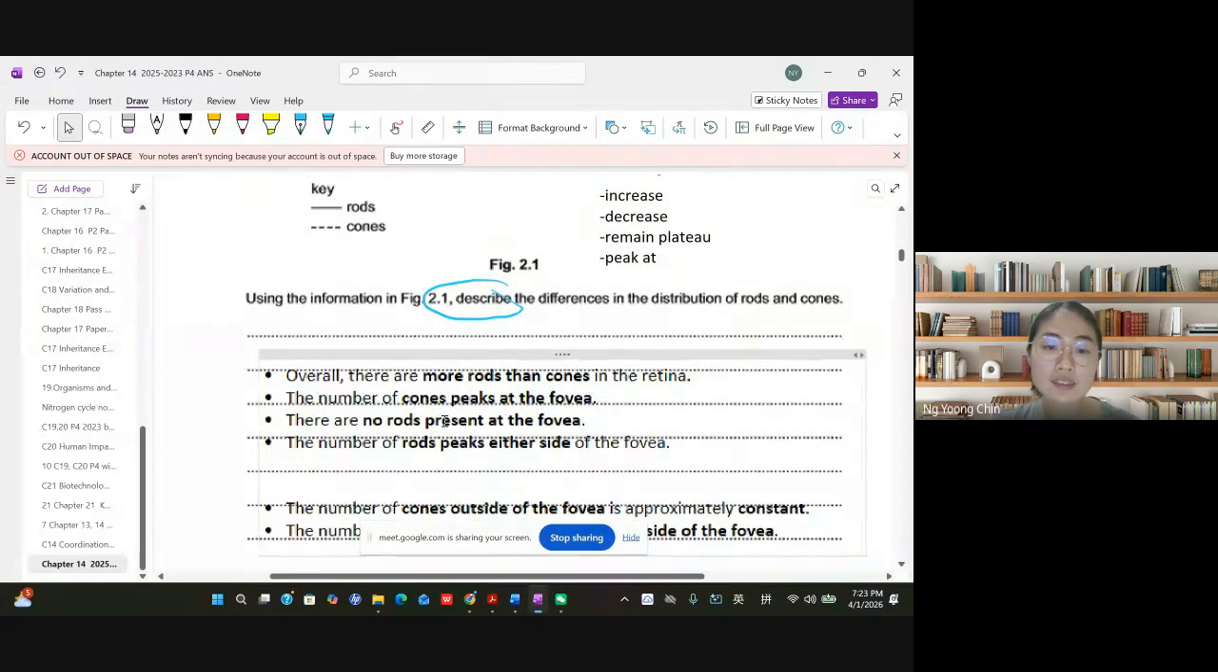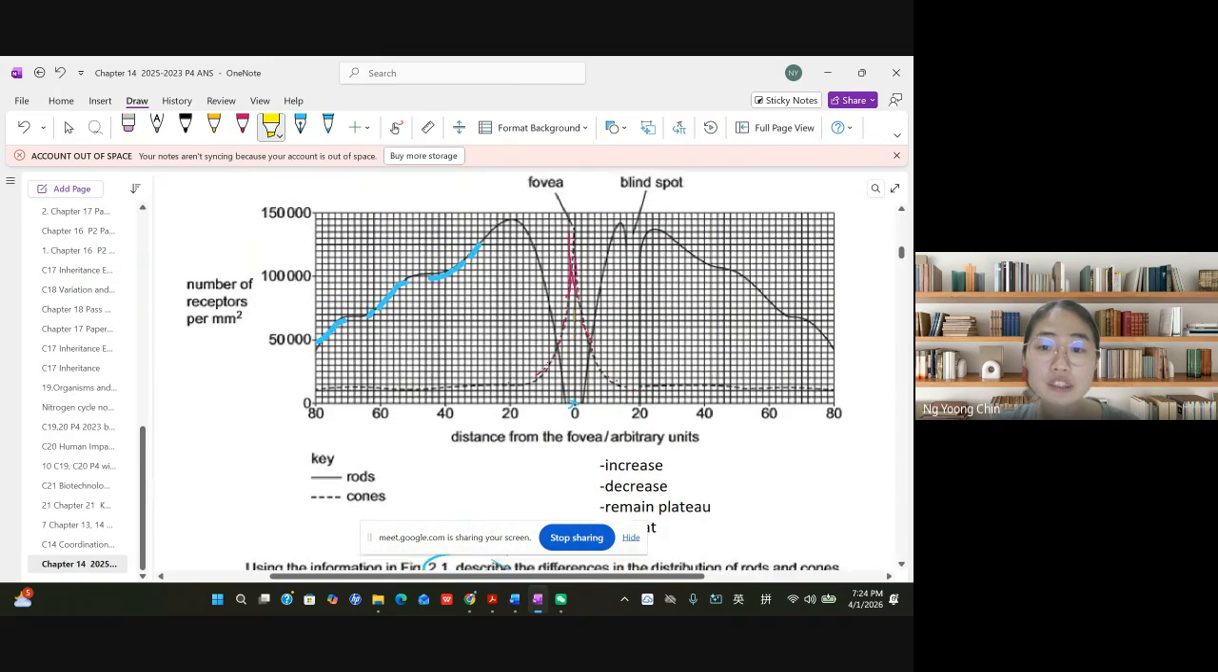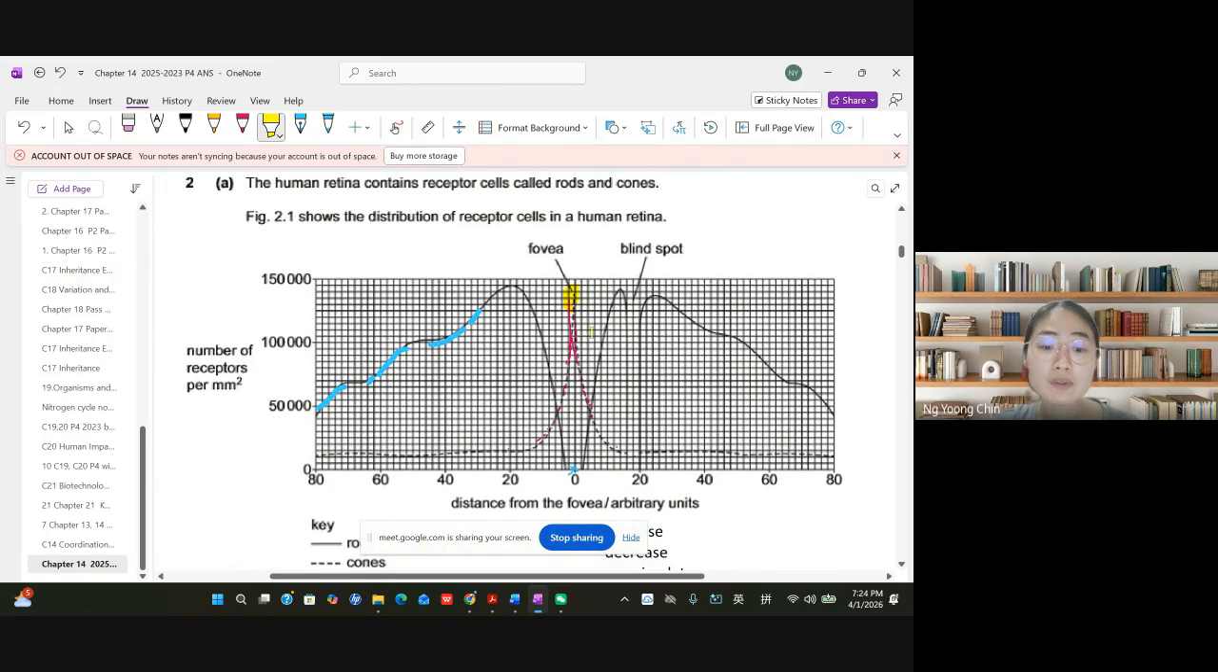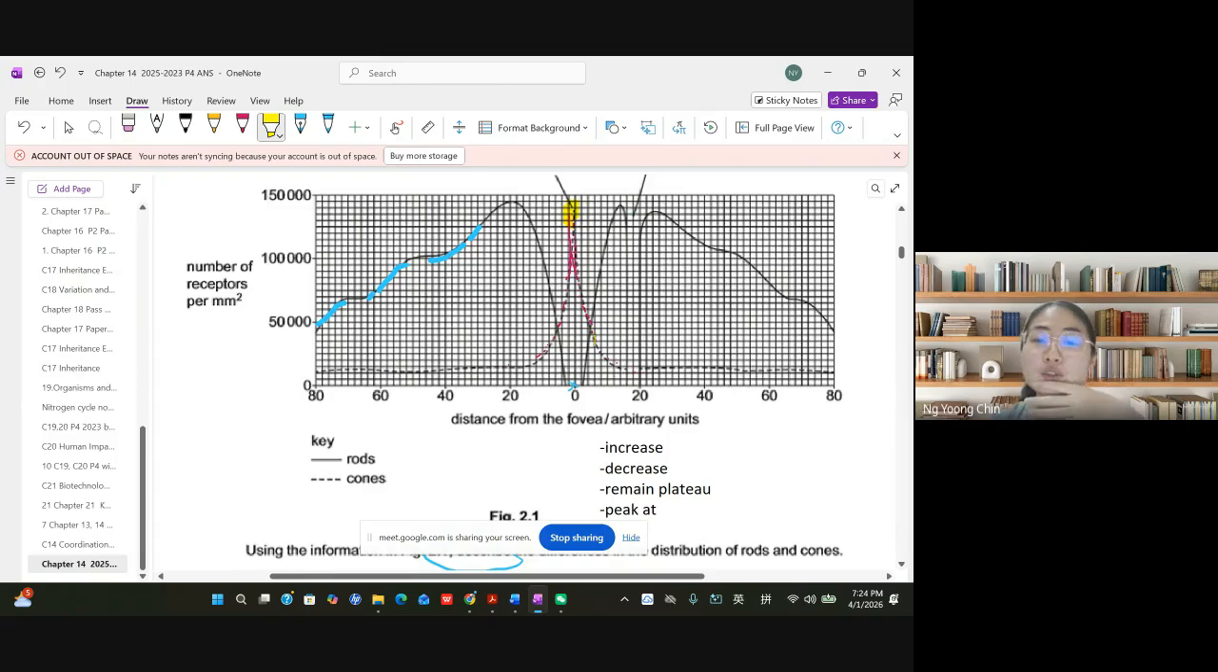Yeah, so this is the answer. See, generally there are more rods than cones in the retina. And then the number of cones, which is here, see, here is the number of cones. And that's why, let me ask you, do you still remember the function of rods and cones? Yeah, so you can tell me, cones, what is the function of cones? Do cones detect low light intensity or high light intensity? Which one?